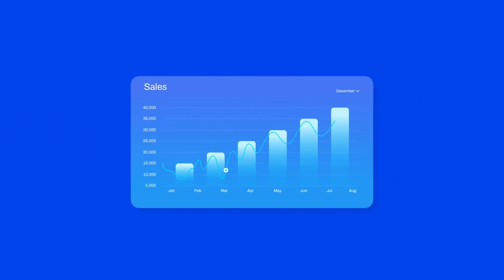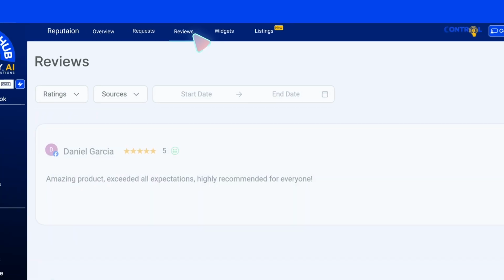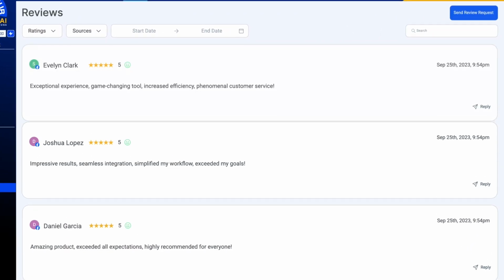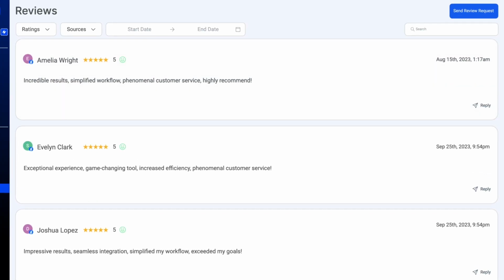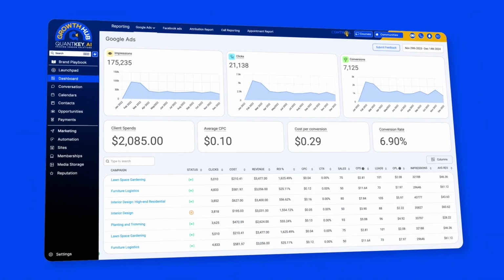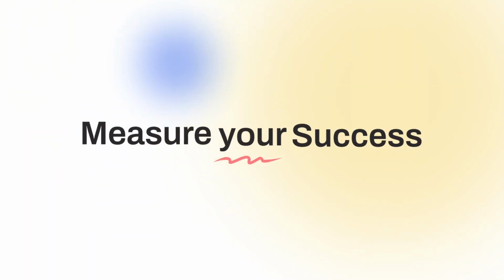growing your business. With QuantKey, you can keep an eye on your brand image with our review and reputation management tool, because we know how important it is for local businesses like yours. And finally, make informed decisions with our advanced reporting and analytics tools. Track your growth, measure your success.